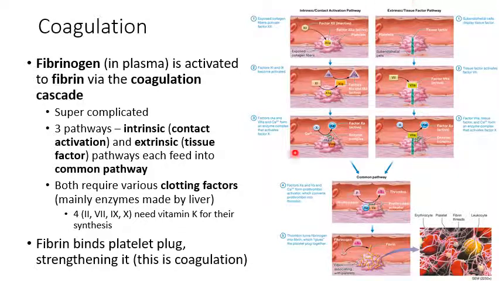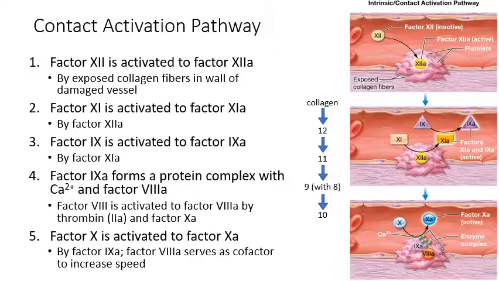So for each of these pathways, you have different clotting factors that are necessary. Those would be found circulating in the blood, in the plasma of the blood. Most of them are made by the liver. Some of them need vitamin K in order to be synthesized. So this is kind of the main reason why you need vitamin K in your diet, so that you'll be able to have proper blood clotting. And we will go through each of these pathways in detail right now.